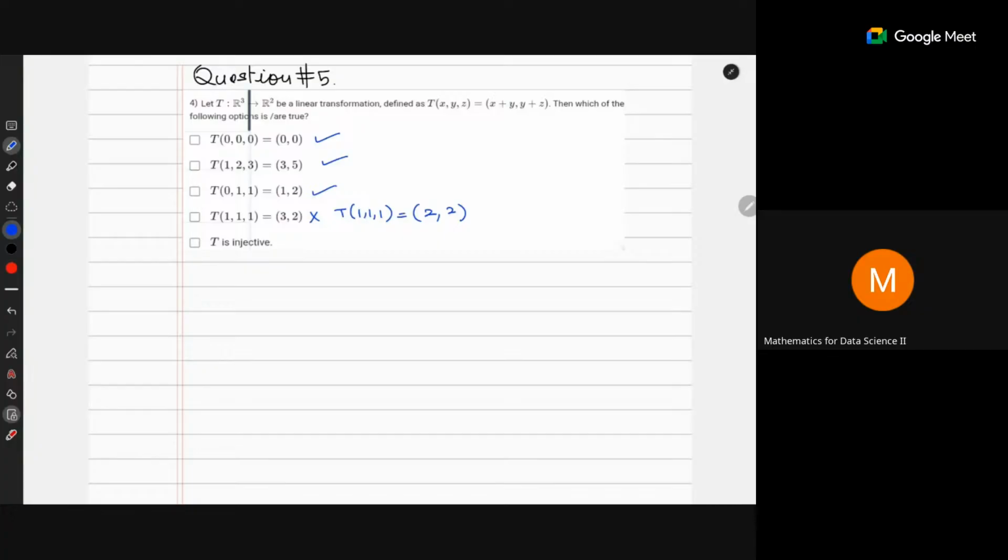Now, is it an injective map? No, sir. Okay. Can you give an example? T of 1, minus 1, 1.